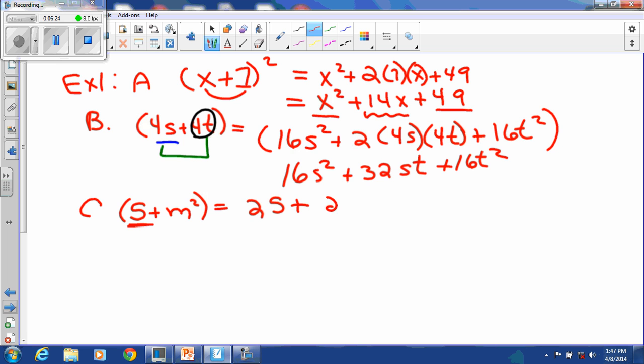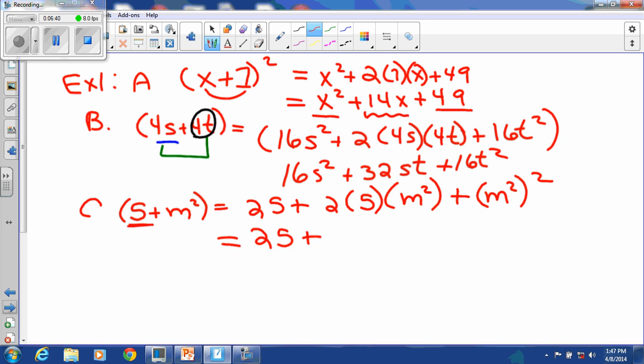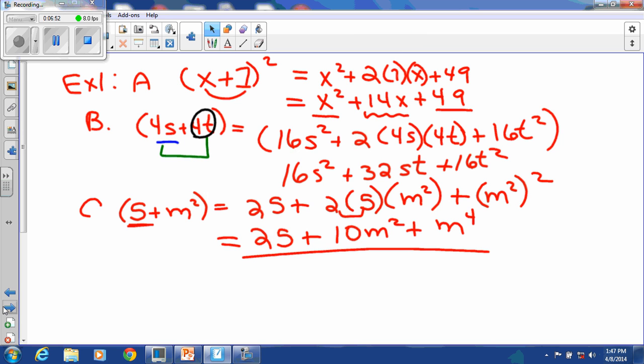plus 2 times the first term times the last term. So that's 2 times 5 times m squared plus m squared to the second power. Let's simplify. Now we have 25 plus 2 times 5 is 10 m squared plus, remember, m squared to the second power becomes m to the fourth. Here's our perfect square trinomial.